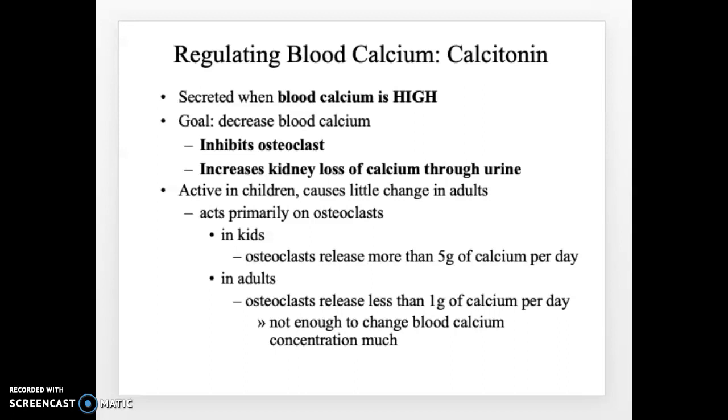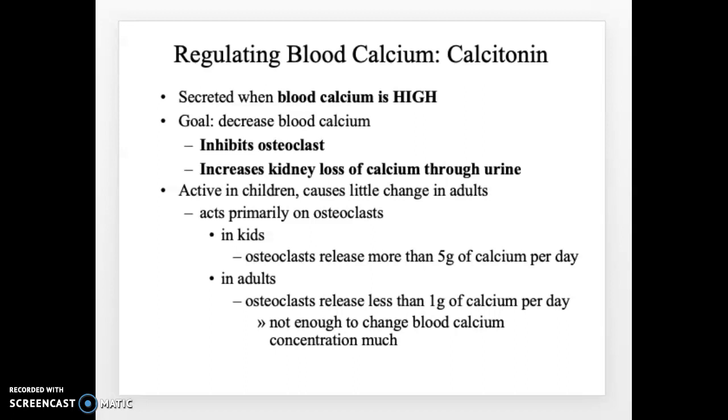Calcitonin is the opposite. It is secreted when blood calcium is high, so we need to decrease our blood calcium. We do this by inhibiting osteoclasts. If you inhibit osteoclasts, there won't be any more dissolving of bone, so you won't get calcium into the blood. The other way is increasing kidney loss of calcium. So instead of reabsorbing the calcium in the urine, it just gets peed out.